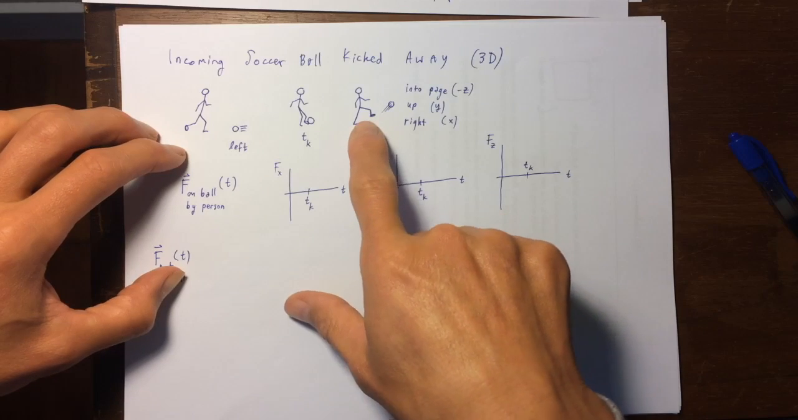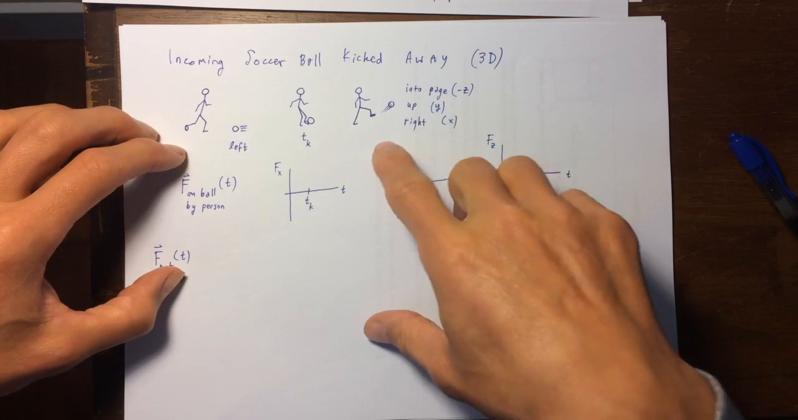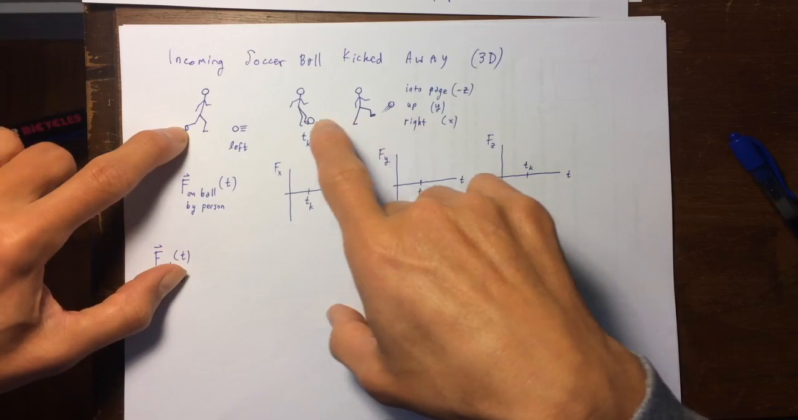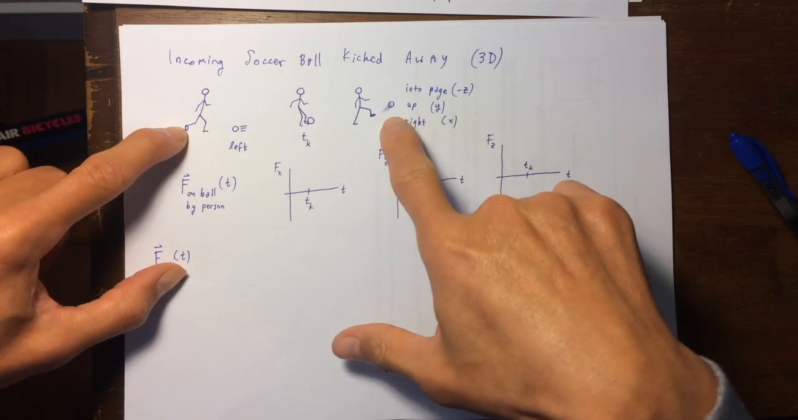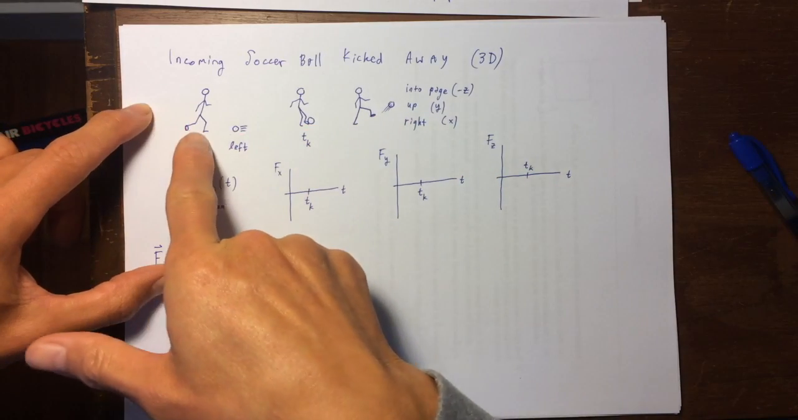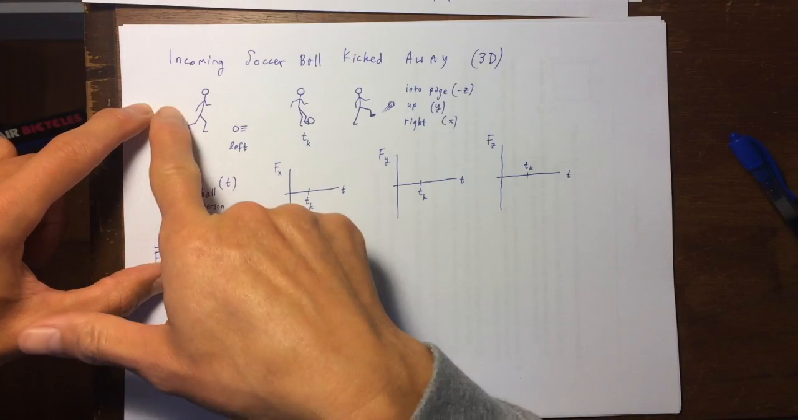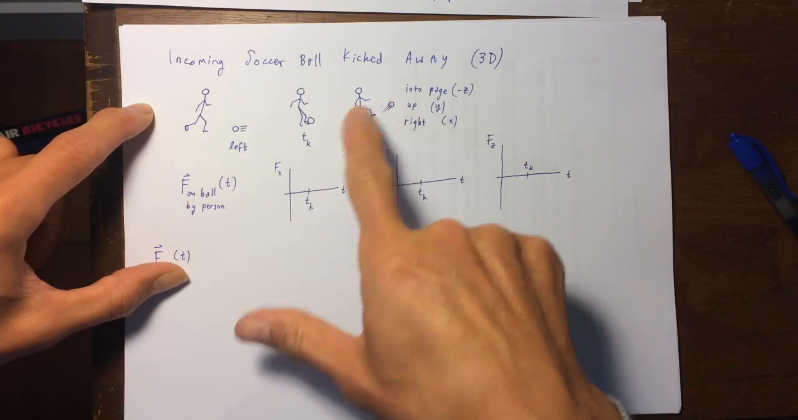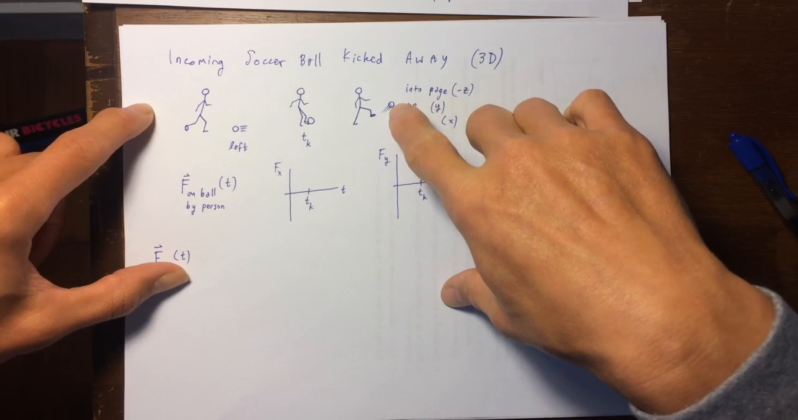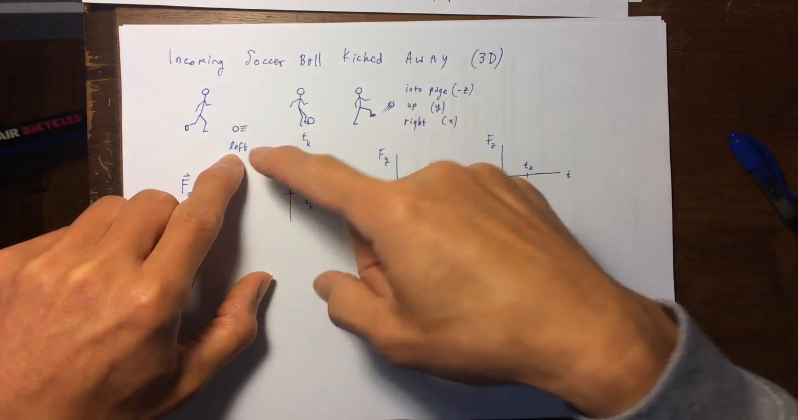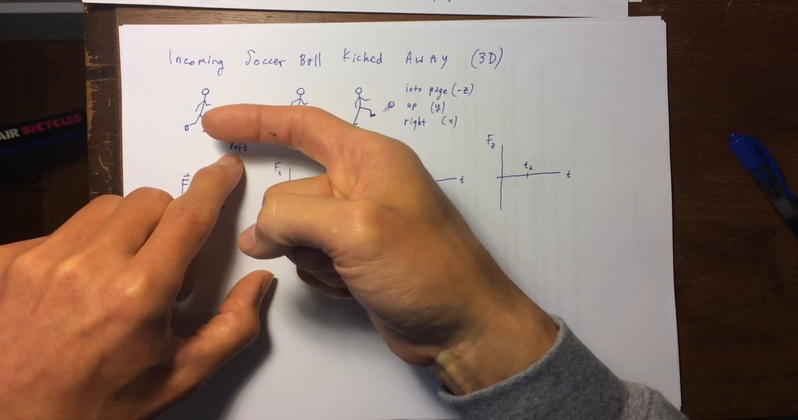And then this is after the kick. So you can see that the little kicking foot, the circle, is on the other side. So that's the follow through of the foot. So it follows through to the other side. And then that's the outgoing ball. So the ball on the way in is headed purely leftward.